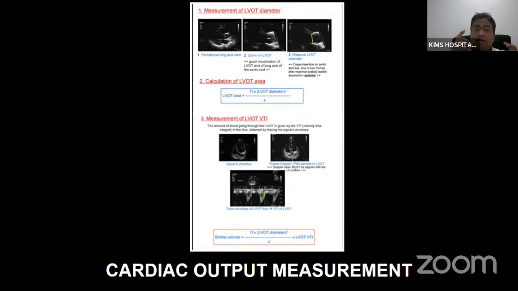Okay, and then you take the VTI, the trace of that, and if you multiply it with the area, you will get the stroke volume of a single beat. Multiply it with your heart rate, then you will get the output in 1 minute. That is the cardiac output. And if you divide by the body surface area, you will get the cardiac index.